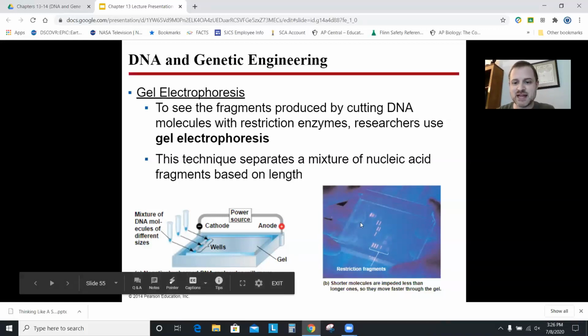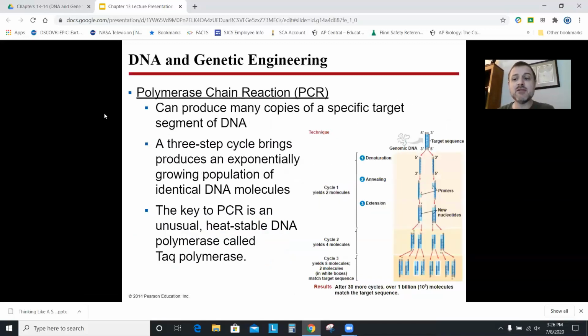Here, the fragments are stained with a dye that glows under UV light, so you can visualize them. The wells are up here, and the DNA started up here. That fragment is smaller than that fragment. So if you know what size the fragment should be, you know which fragment is which. Okay, another technique: PCR.